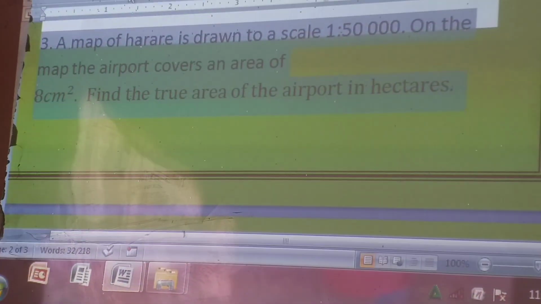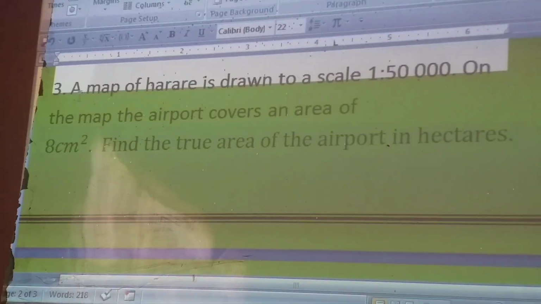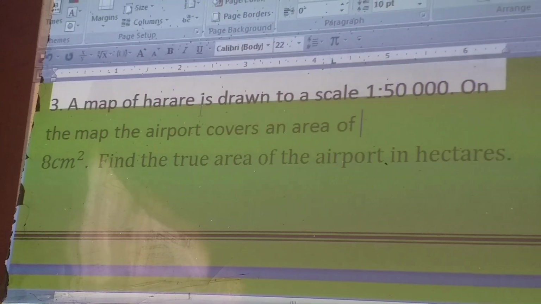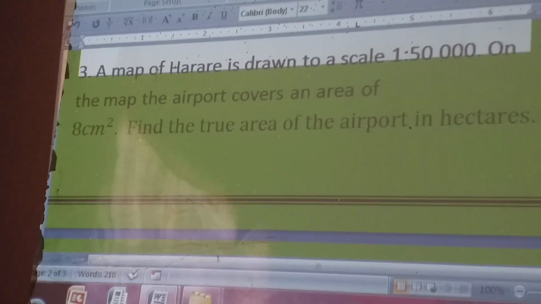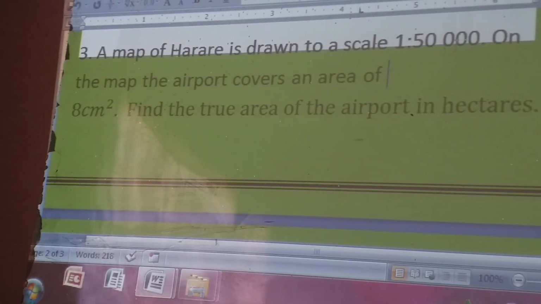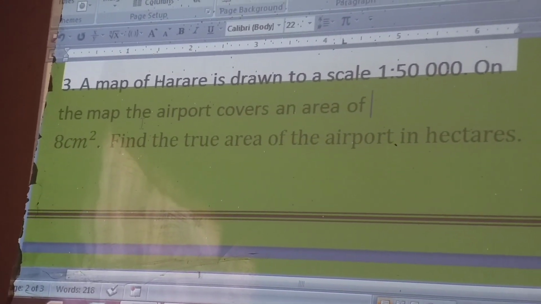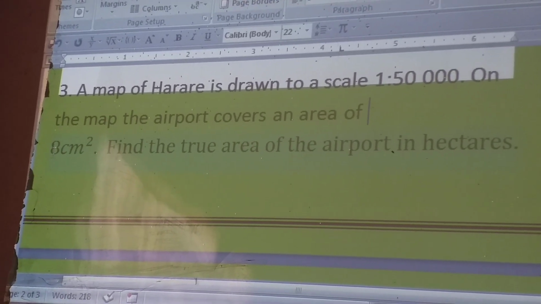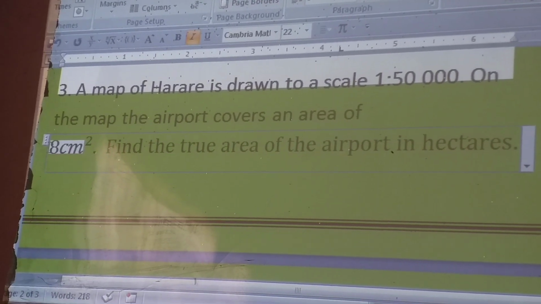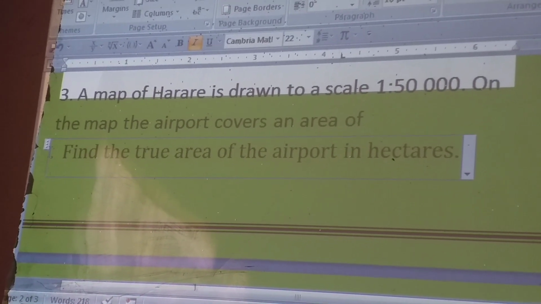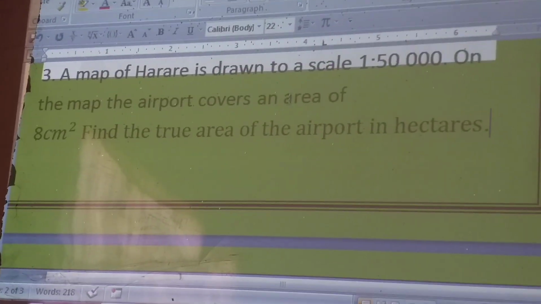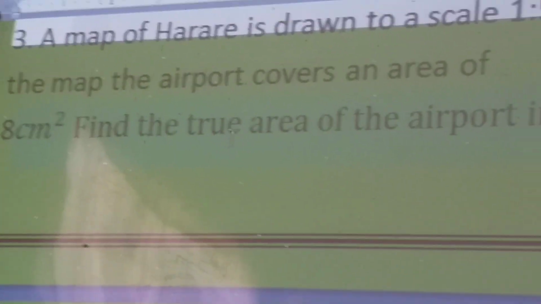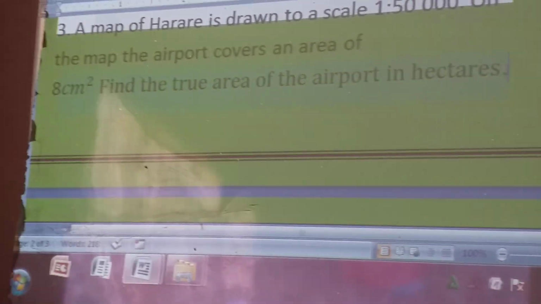Go on to number 3. Example number 3. It says a map of Harare is drawn to a scale of 1:50,000. On the map, the airport covers an area of 8 square centimeters. Find the true area of that airport in hectares.